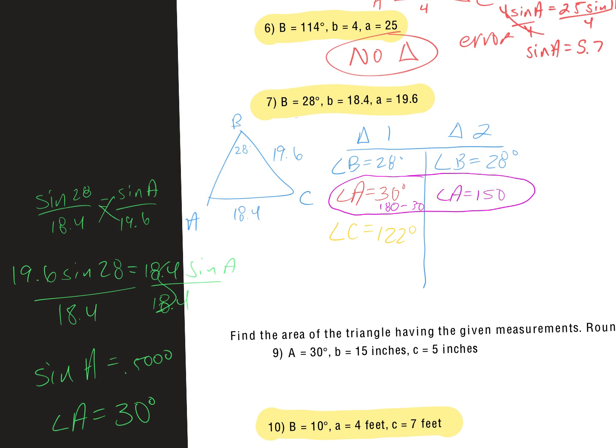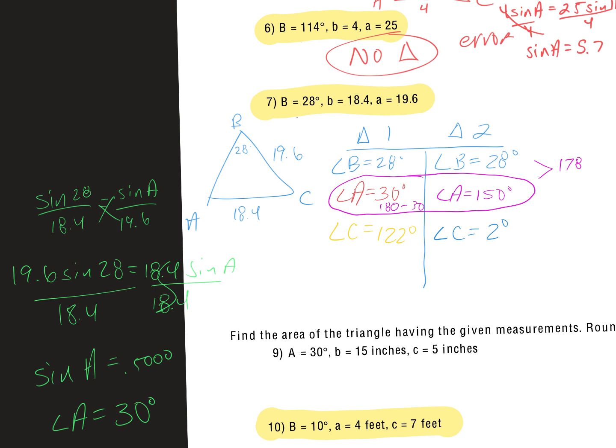150. Now, how do you figure out if a second triangle exists? Add those two. It's 178. Is that less than 180? Yes. Is it teeny tiny? Yes, that's okay. That means angle C is 2 degrees. If you added those two angles and it was more than 180, you could just cross that out and say, oh, wait, there's only one triangle.